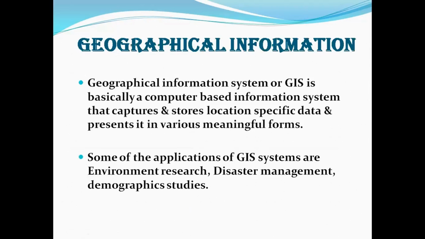So now geographical information. Geographical information basically stands for GIS. It is basically a computer-based information system that captures and stores location-specific data and presents it in various meaningful forms. Some of the applications of GIS systems are environmental research, disaster management, demographic studies, and some of the common uses of GIS include inventory management systems and other resources, crime mapping, mapping of networks, and also locating property that matches specific criteria and managing the data related to positions on Earth's surface.